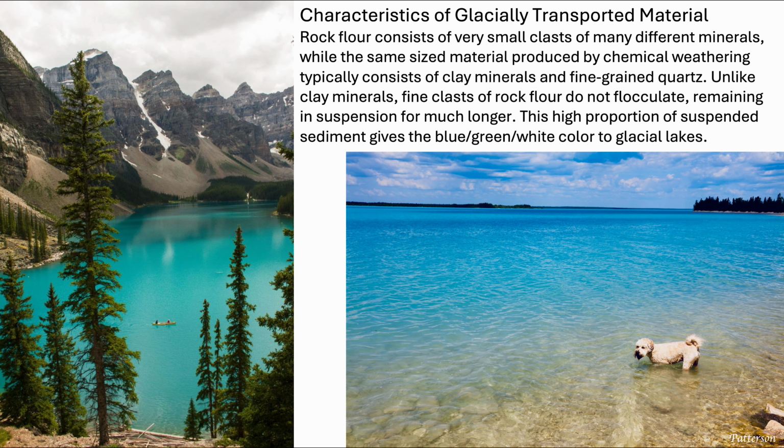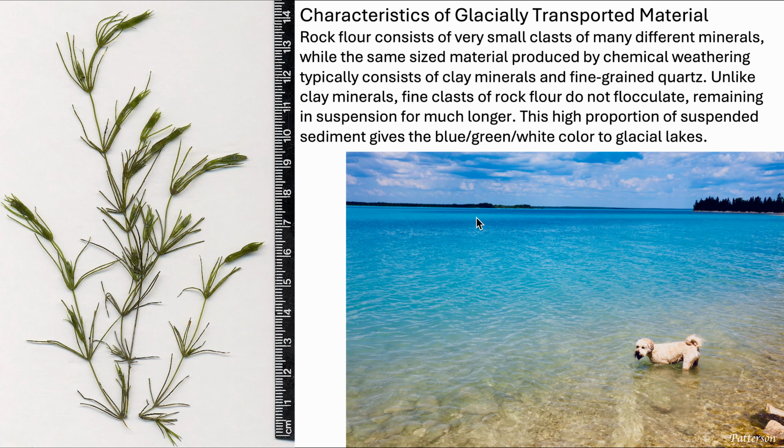Now we can see a blue lake here. This is located in Manitoba. That's blue for an entirely different reason. In this case, the lake is blue because of very tiny calcite grains that are being produced by charophytes, macroalgae that we'll talk about later in the course.